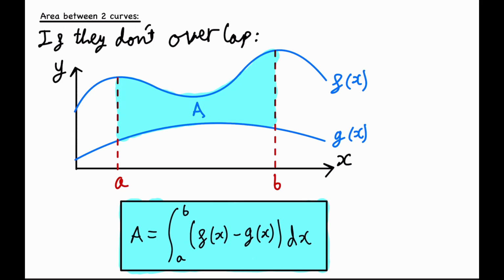You'll do the integration between b, so your upper limit, and a, your lower limit. And what you would do is do your upper function, which is f of x, and say your lower function g of x. You do f of x, take away your g of x. And then when you integrate this whole function together, you'll get the area between the two graphs.